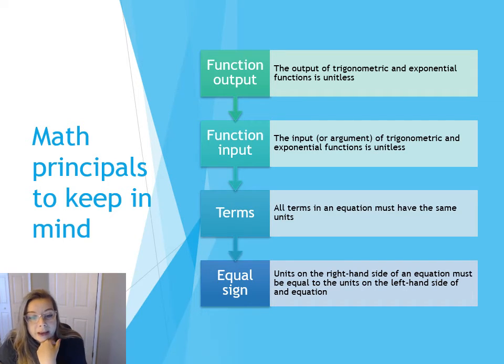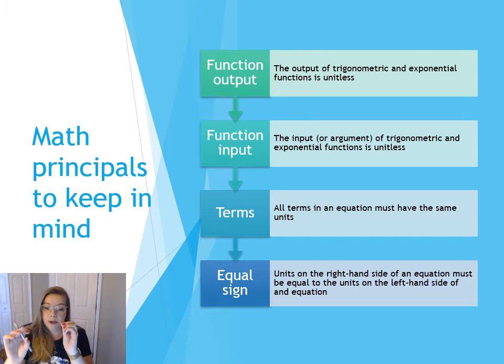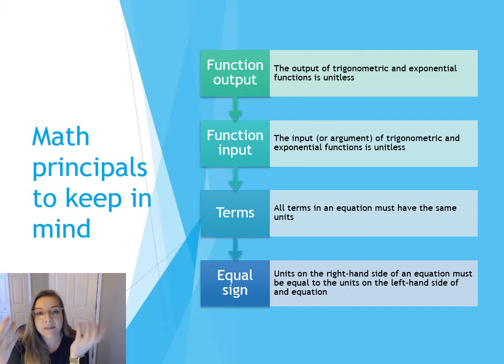The other math principle you want to keep in mind is when you have an equation with multiple terms. A term is a quantity that is being added to other quantities. So your term might have lots of symbols within it, but then it's being added to another term. And so all terms in an equation, in order to add two things together, have to have the same units. So keep in mind that all the terms in an equation must have the same units. If you're adding things, they have to have the same units.